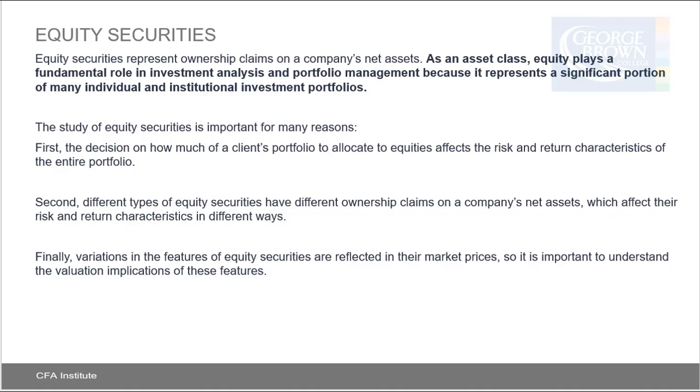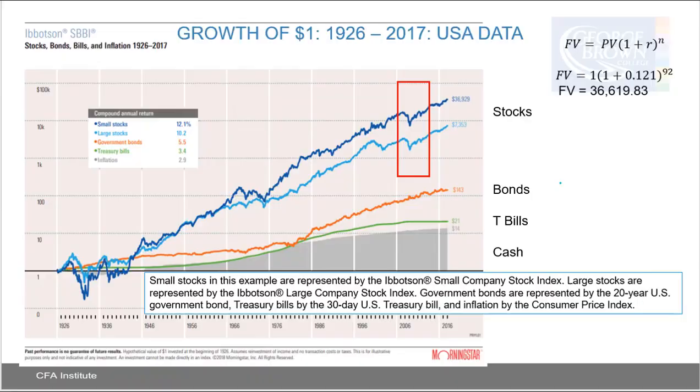And finally, variations in the features of equity securities are reflected in their market prices, so it is important to understand the valuation implications of these features. Okay, what I'm showing on this slide is the growth of $1 from 1926 to 2017. It's USA data, and I'm getting this from the Ibbotson SBBI yearbook.